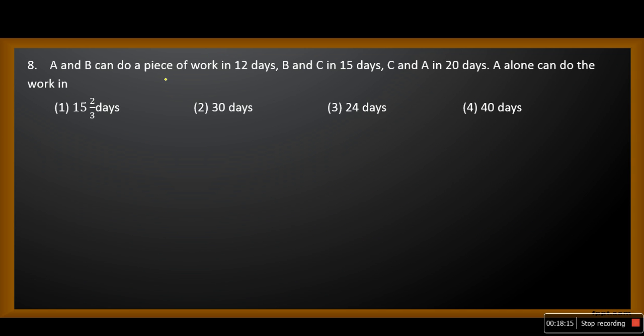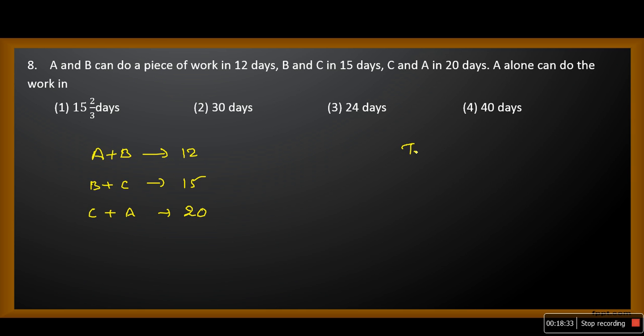A and B can do a piece of work in 12 days. B and C can do the work in 15 days. C and A can do the piece of work in 20 days.